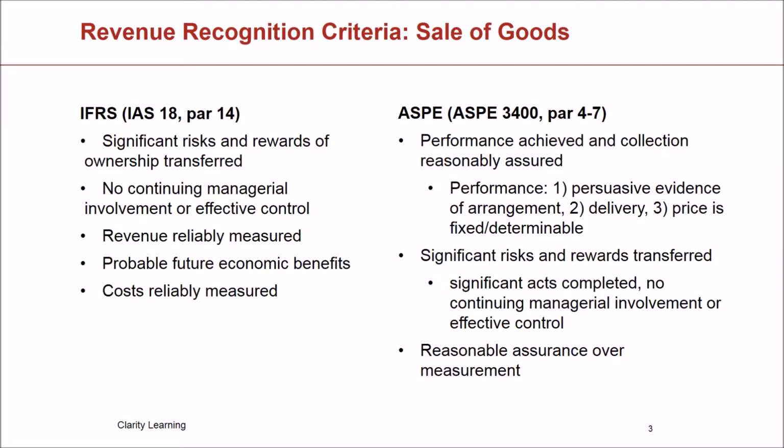In addition, under ASPE, the significant risks and rewards should have been transferred as well. So that's the same as under IFRS. In addition, the significant acts should have been completed in order for there to be significant risks and rewards, and that there's no continuing managerial involvement or effective control. So again, the no continuing managerial involvement, you can see was also under IFRS. The difference is that it does talk about significant acts explicitly. And lastly, that reasonable assurance over measurement of revenues is also a requirement.